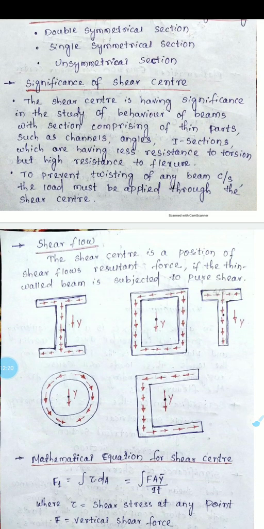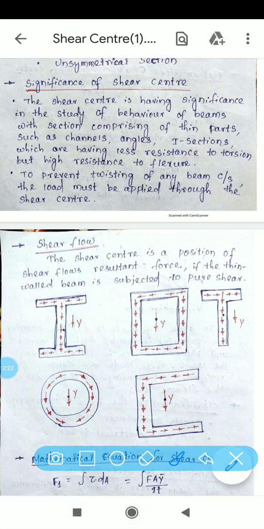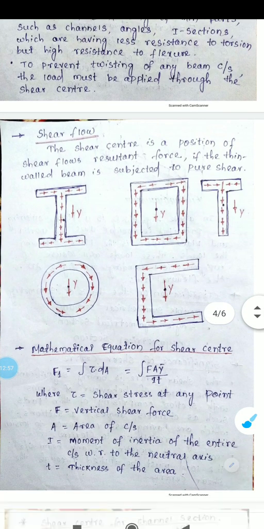Next, significance of the shear center. The first significance is that the shear center is used for thin parts such as channel, angle, and I section, which have less resistance to torsion but high resistance to fracture. The second is to prevent twisting of any cross section of the beam, the load must be applied through the shear center. This is the significance.